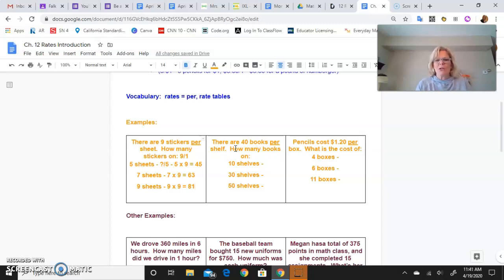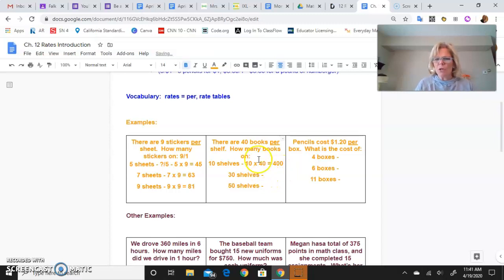Okay, next example. There are 40 books per shelf. So think about our class library or the library in school. How many books on 10 shelves? Well, there's 40 per 1 shelf, so 40 over 1. 10 shelves, you would do 10 times 40 equals 400. 1 times 4 is 4. How many zeros do I have? 2 zeros.